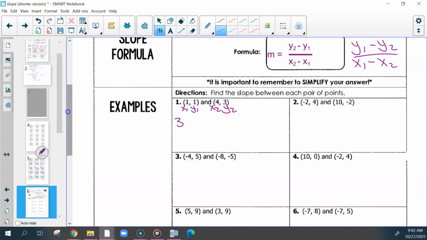We're always subtracting no matter what. And then y1 would be 1 over x2, which would be 4. We're always subtracting no matter what. And then our x1 would be 1. You subtract your numerator and then your denominator and simplify if necessary. 3 minus 1 gives us 2. 4 minus 1 gives us 3. 2 over 3 cannot be simplified, so that is our slope.